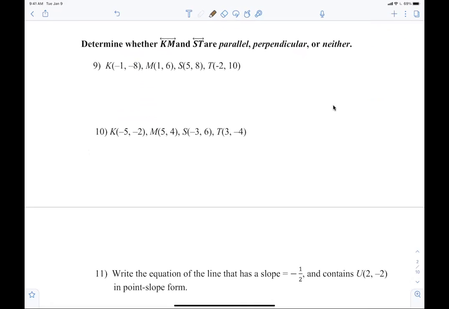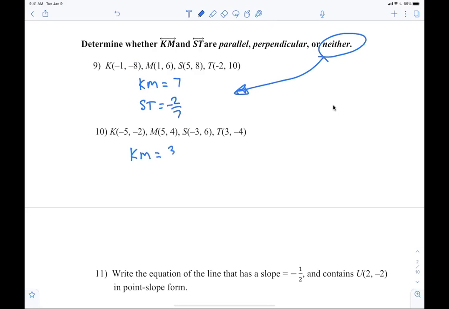All right. So here we go. Let's just write this out so we're all good. So KM, what's the slope of KM? 7. And what's the slope of ST? -2/7. So what is that? Neither, right? What's the slope of KM? And what's the slope of ST? So that means they are perpendicular. Anybody need any assistance with that? Anybody have any issues?